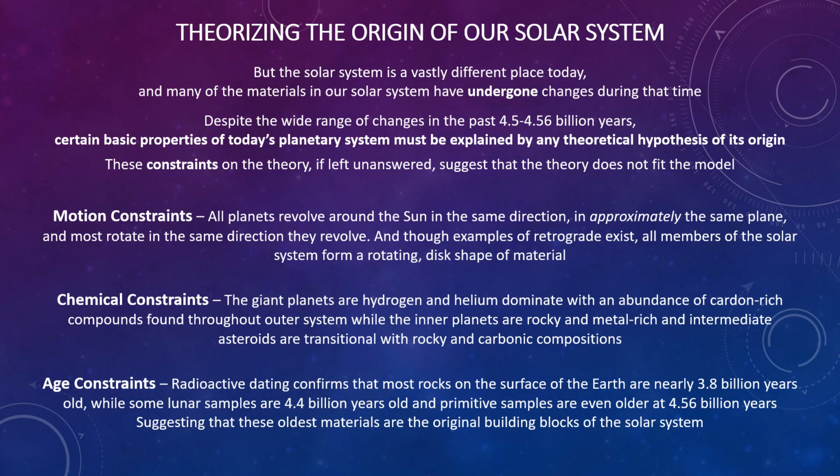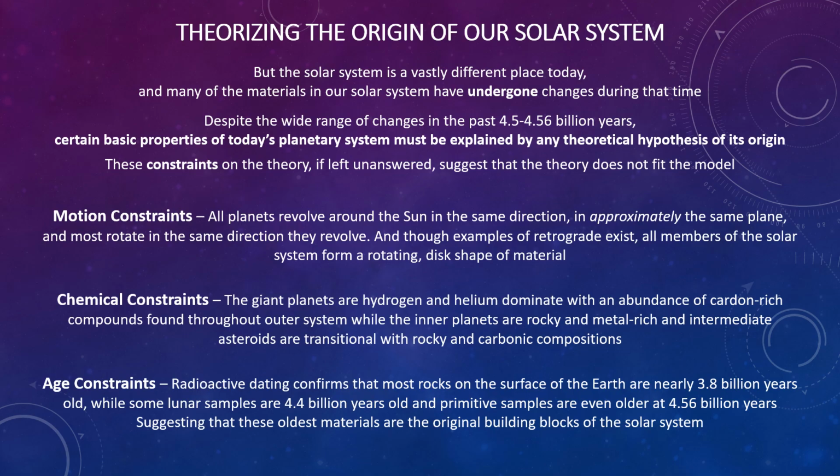So any theory that you have to explain the origin of the solar system must be able to explain the motion constraints, that is, that all the planets revolve around the sun in the same direction and approximately on the same orbital plane. And also, most of them rotate in the same direction that they revolve. And although there are some retrograde members of the solar system, all members of the solar system must have formed in a rotating disk of material at first.